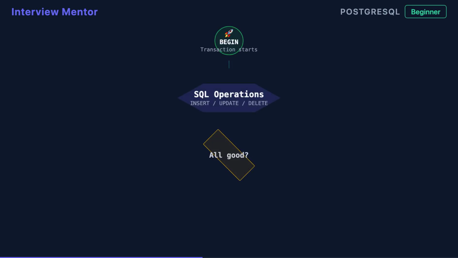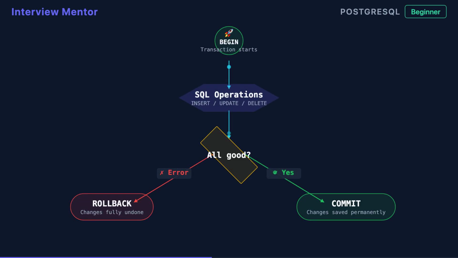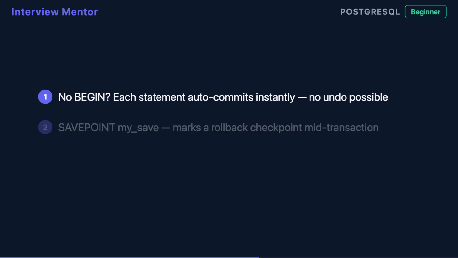If something goes wrong, a rollback is your escape hatch. It undoes every change made since the begin, as if the transaction never happened. This is what makes transactions safe. You can abort at any point before committing. 2 more things worth knowing.